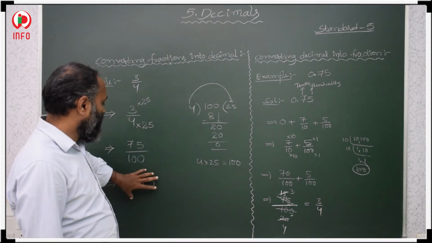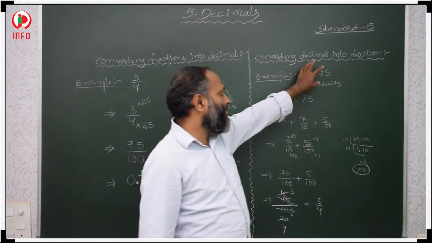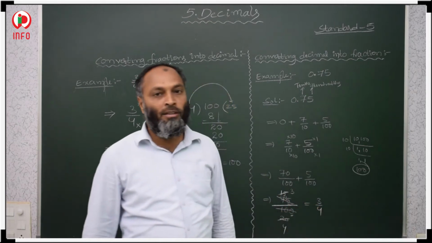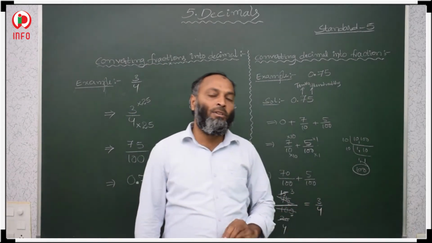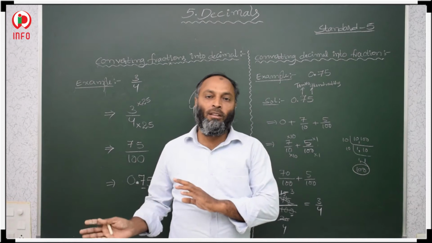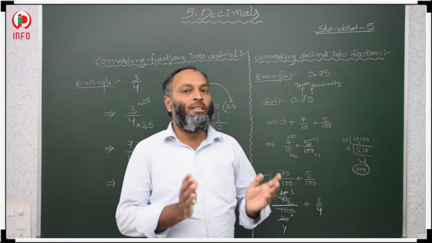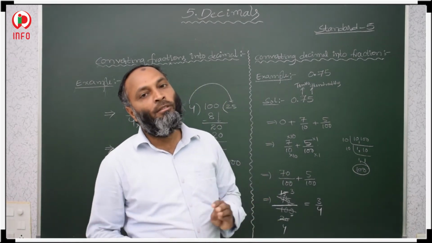Fraction is converting into decimal. Here decimal is there and we are converting into fraction. These are the methods to convert: if a fraction is given, how to convert it into a decimal, and if a decimal is given, how to convert it into a fraction.